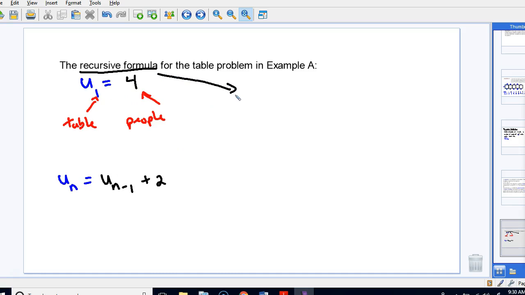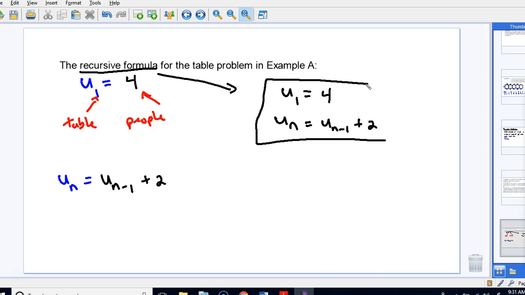We need both. Kind of like in a line, you need to know where do you start and how much do you change by. We need to know where do you start, what's the first table going to be. Because if we don't know where we start, this is kind of useless, because if we don't know, take the previous one, add 2, add 2, add 2, add 2. At some point you have to say, I need to start somewhere. I can't just keep on adding 2 every time. So we're going to say u sub 1 equals 4 and u sub n equals u sub n minus 1 plus 2. We need both of those for our recursive formula for example A.